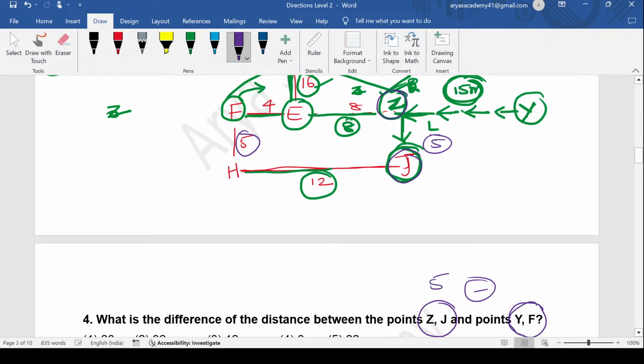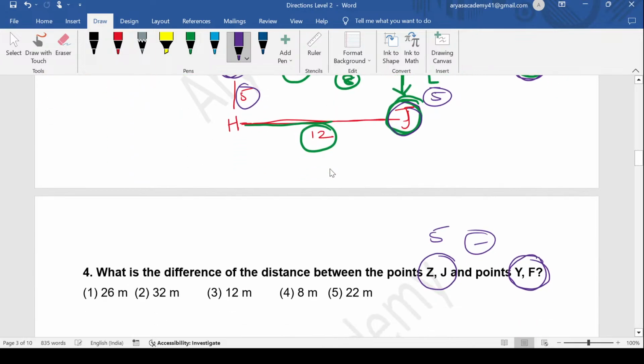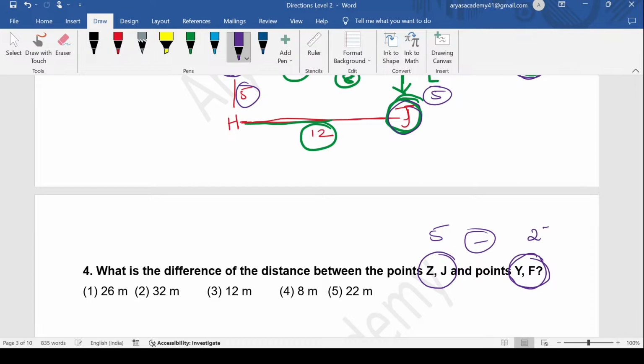And now we have to look at points Y, comma F, meaning Y and F. Where is Y? Y is here. And where is F? F is here. I already told you this is 4 and this is 8, total 12, and this is how much? 15. So 4 plus 8 plus 15. What is the distance? 15 plus 8, 23, 23 plus 4, 27. So the distance between Y and F is 27.